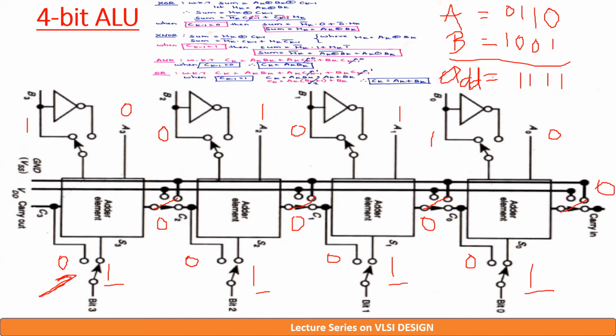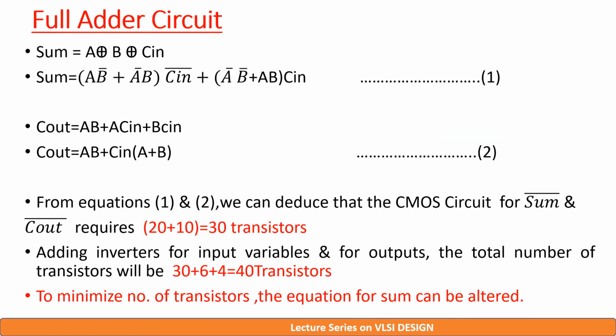Similarly for subtraction, A will be fed directly, whereas we will perform 2's complement on B and will obtain A minus B result. So now let us implement full adder circuit. So full adder expression is A XOR B XOR C in, and C out expression is AB plus AC in plus BC in. Therefore C out is AB plus C in into A plus B.